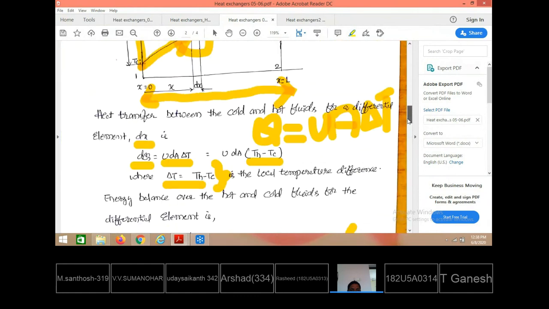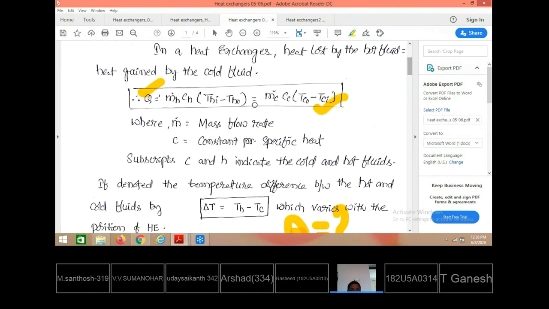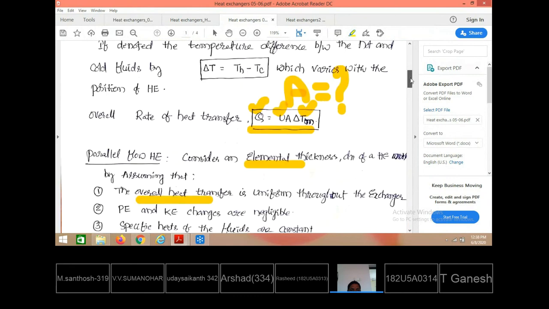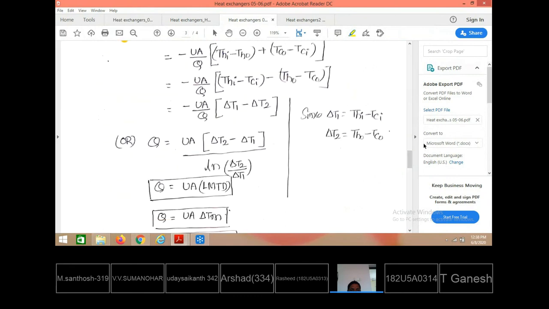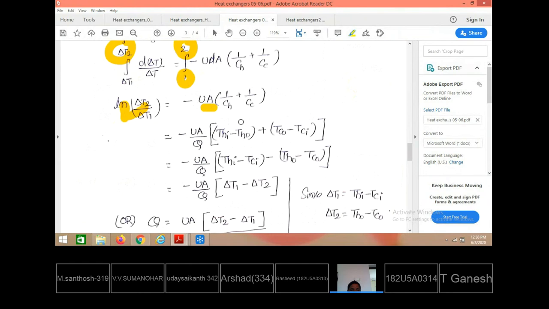So here, initially we have seen one equation, Q equal to m dot h into Ch into Thi minus Th naught. So from here, what can be written? What is capital CH, and what is capital CC? By substituting those and rearranging those terms, I will get capital CH as Thi minus Th naught, and this is Cc, meaning Tc naught minus Tci. By rearranging those, what can be obtained? Thi minus Tci minus of Th naught minus Tc naught. So the same terms are rearranged and written like this.